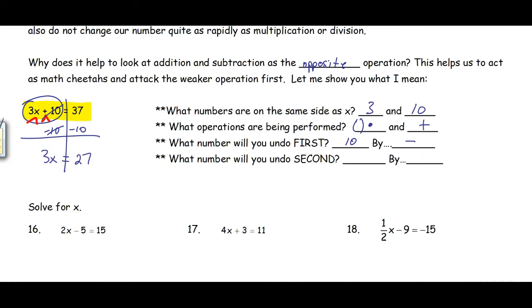What number will you undo second? So again, you're taking a look at the side of the x, and this is right back to our one-step equations here. You're going to divide by 3. So you're going to get rid of the 3 by division. Okay, so when you have multi-step equations, you always want to add or subtract first before you multiply or divide. Multiply or divide should be your last possible step.